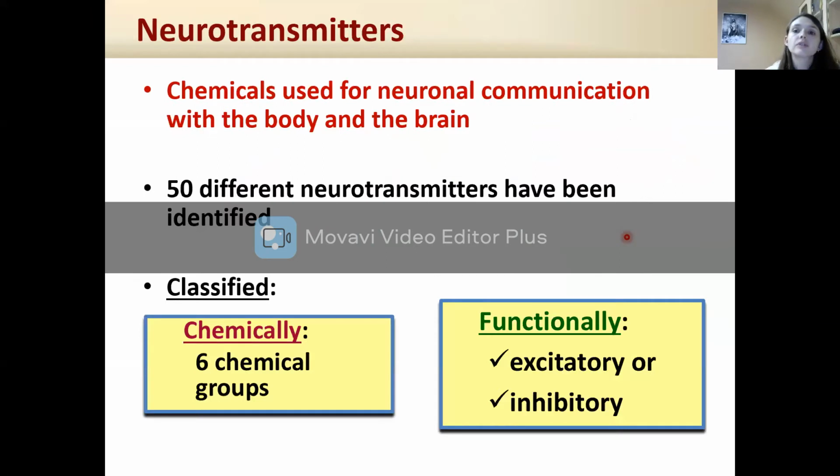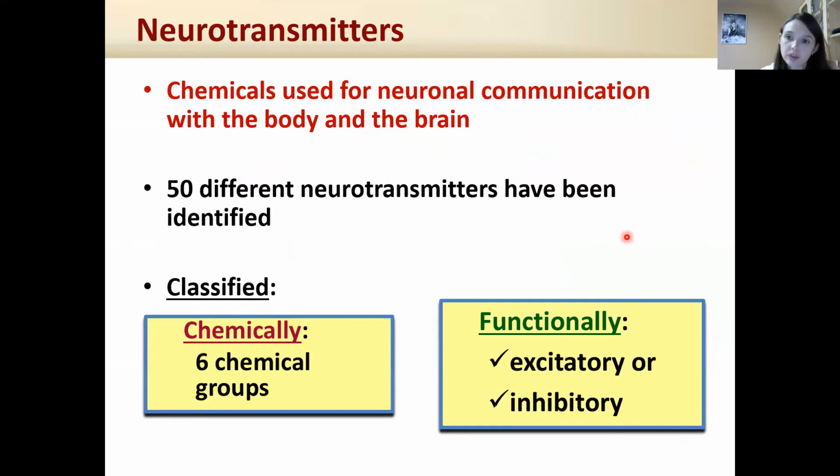Now let us go into the neurotransmitters. So we discovered that the neurotransmitter could produce different kinds of potential on the postsynaptic membrane, either excitatory postsynaptic potential or inhibitory postsynaptic potential. Now let us discuss what kind of neurotransmitters we have.